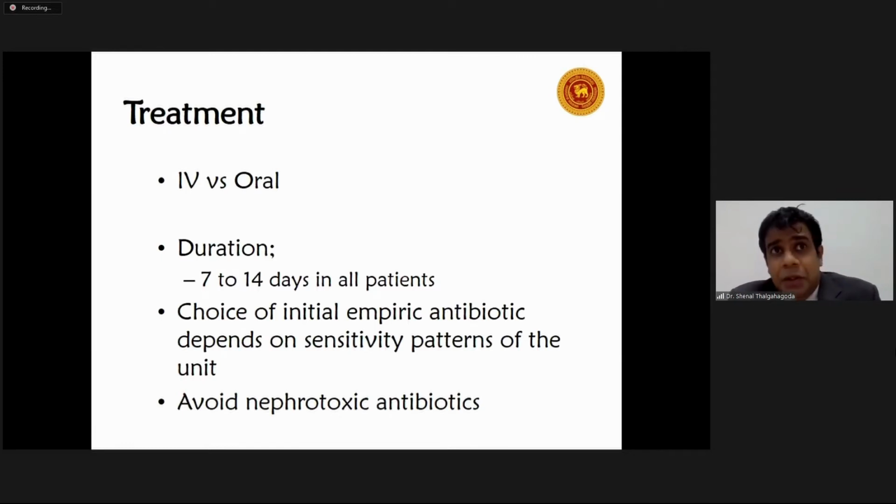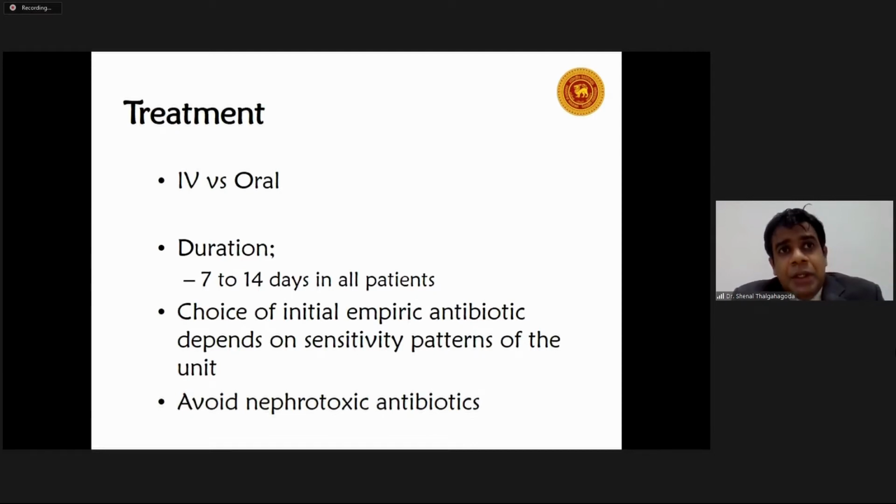The choice of an empirical antibiotic depends on the sensitivity pattern of your unit. This is not difficult to do. All you need to do is just go through the urine cultures over the last year, and find out what antibiotics the common organisms that cause UTIs are susceptible to. And if it is a tissue-penetrating antibiotic, that would be your antibiotic of choice. In our unit, we use coamoxiclav and cefuroxime as first-line empirical antibiotics. If the child is very ill, we go for cefotaxime.